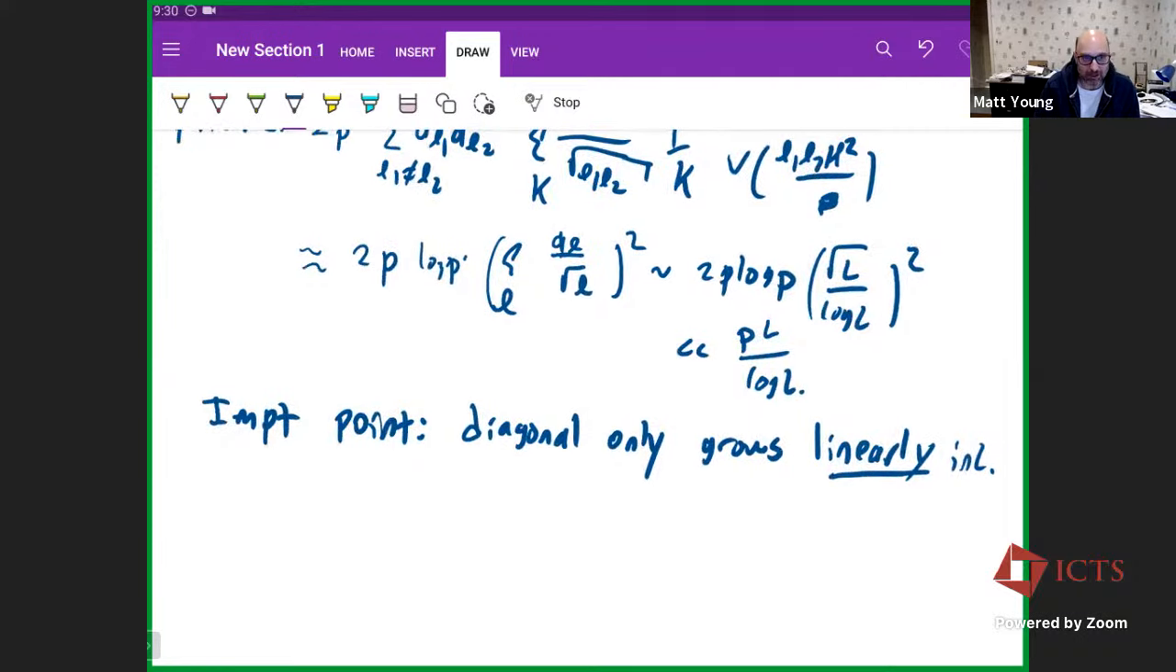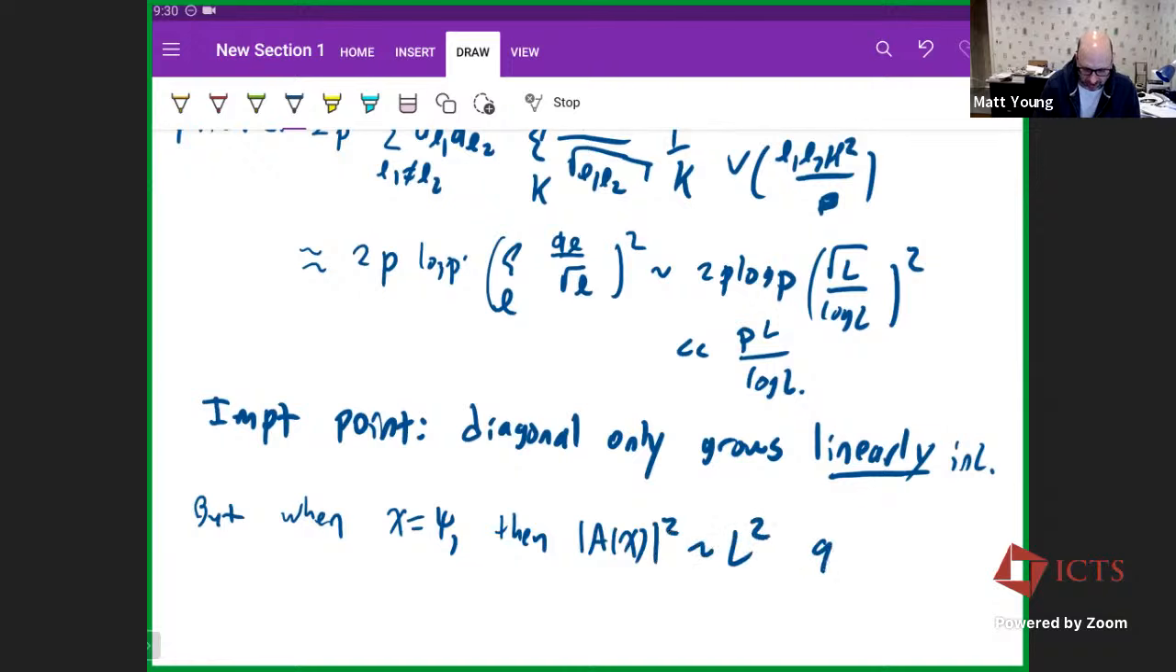But for comparison, when chi is equal to psi, then we said A of chi is like, well, we're squaring it. So this is like L squared, and this is quadratic. The fact that these are growing at different rates is something that we can leverage. It means the diagonal term is sort of good in terms of what happens when chi is equal to psi.